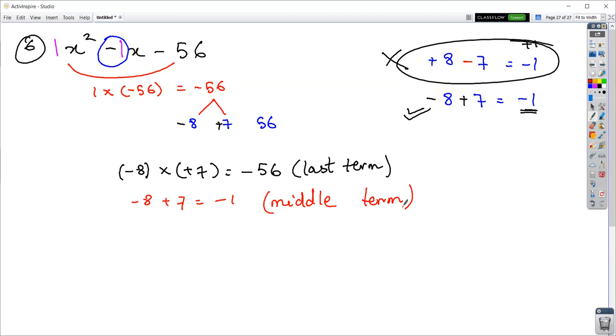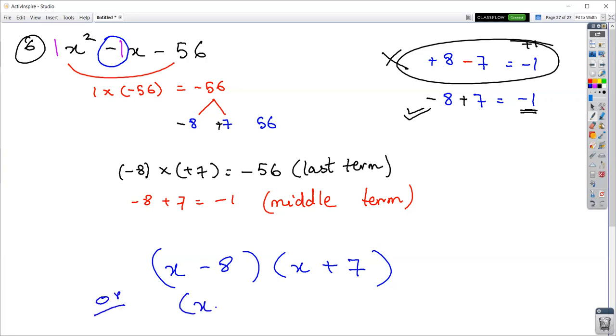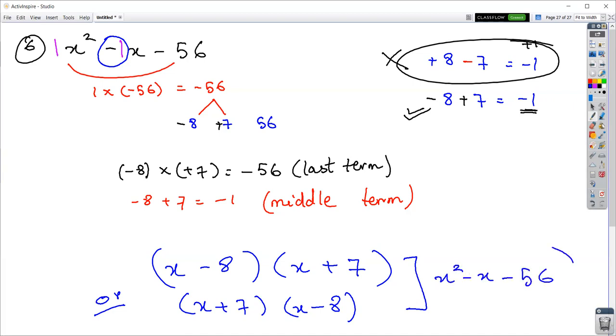Because it satisfies both my last term and the middle term, now I'm going to do the last step, which is to write them down in two brackets form. With the x and the x variable here, the two numbers we have chosen are -8 and +7. It's not going to make any difference if you write it in the order of x + 7 and x - 8, because when you expand x - 8 and x + 7, or you expand x + 7 and x - 8, you would get the same thing. So both of them, when you expand them, will come out with x² - x - 56.